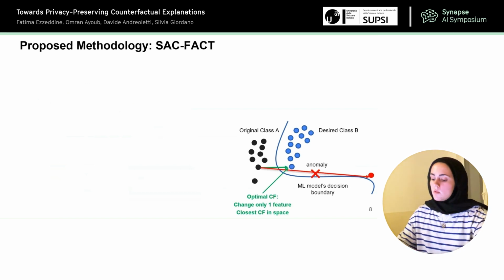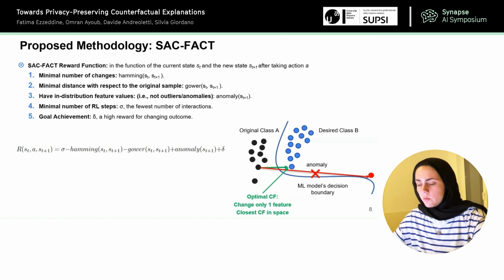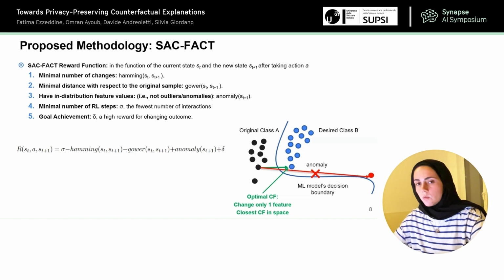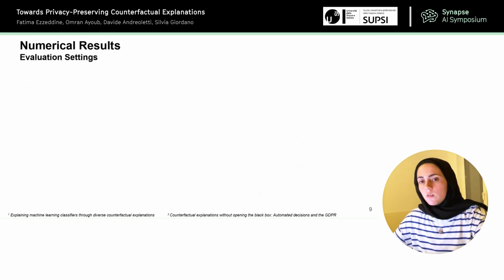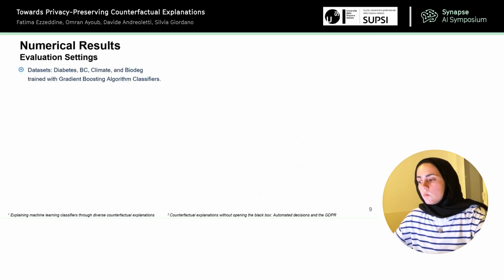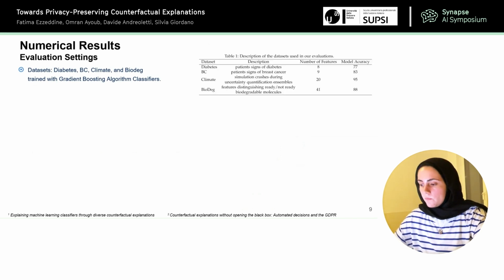In terms of the reward function, we want to have non-anomalous data points and optimal counterfactuals, by which we mean changing the minimum number of features and being closest in space. So the reward function is customized to account for other requirements to generate counterfactual explanations, such as the Hamming distance, the Gower distance, the anomaly penalty, the minimum number of reinforcement learning steps, and how to achieve the goal. In this way, we are covering all the requirements of generating counterfactual explanations in the reward function that should be maximized by the reinforcement learning, the soft actor critic, during the training phase.